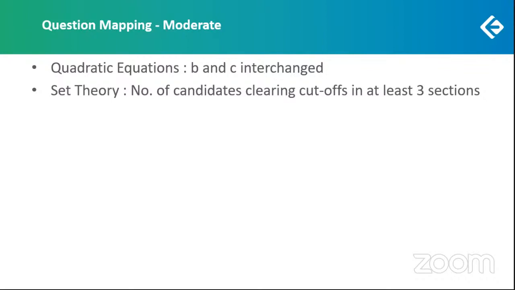Now similarly, once you get the logic, you can find out the number of students clearing cutoff in exactly 2 sections, exactly 3, exactly 4 and exactly 5. Okay, once you have the individual data for sections, you can find out at least 3, which is 3 or more sections. You can simply add the values.